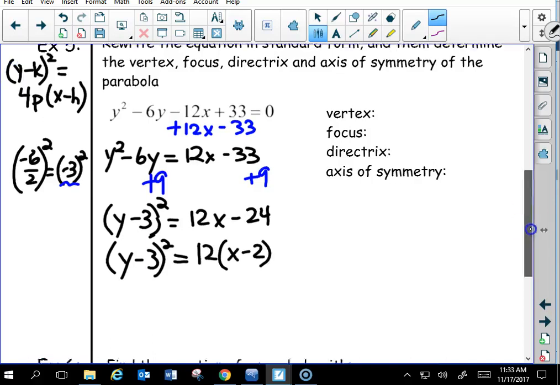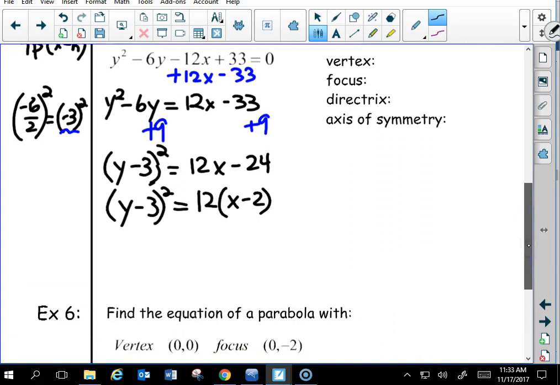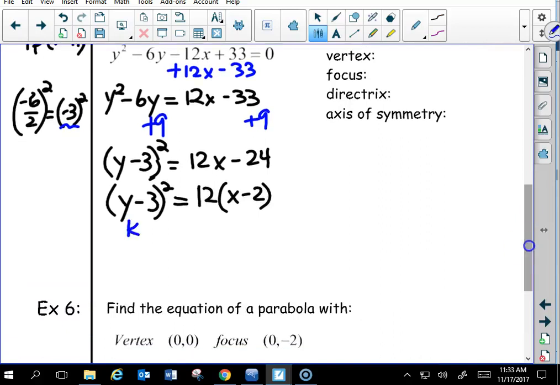And now I'm going to identify h and k. K is always with the y. H is always with the x. And let's take 12, make it equal to 4p, and go ahead and divide. And we get p equals 3.